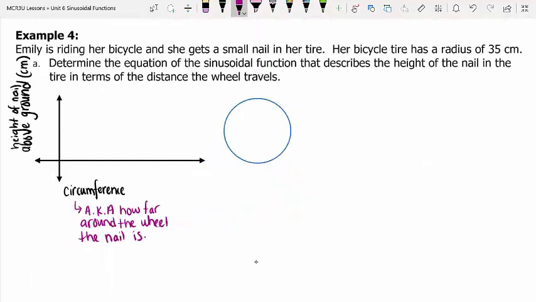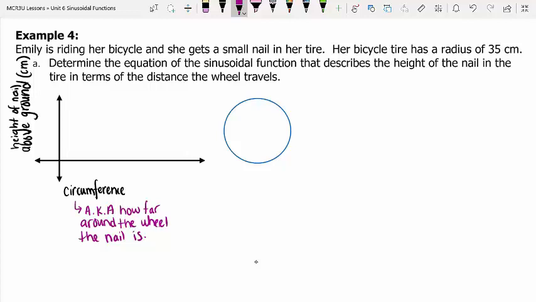Example 4. Emily is riding her bike and she gets a small nail in her tire. Her bike tire has a radius of 35 centimeters. Determine the equation of the sinusoidal function that describes the height of the nail in the tire in terms of the distance that the wheel travels. So I've set up my axis.